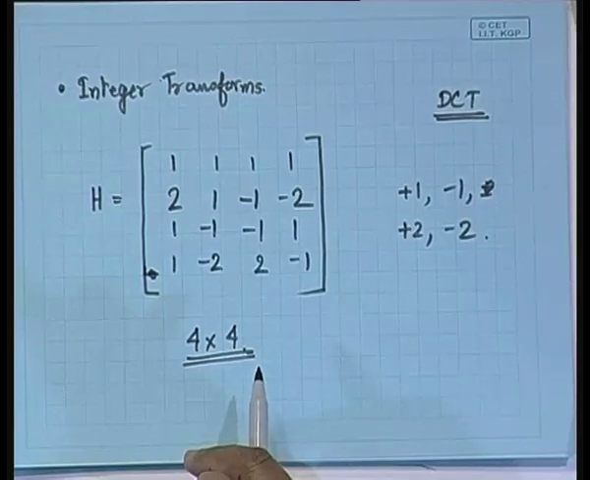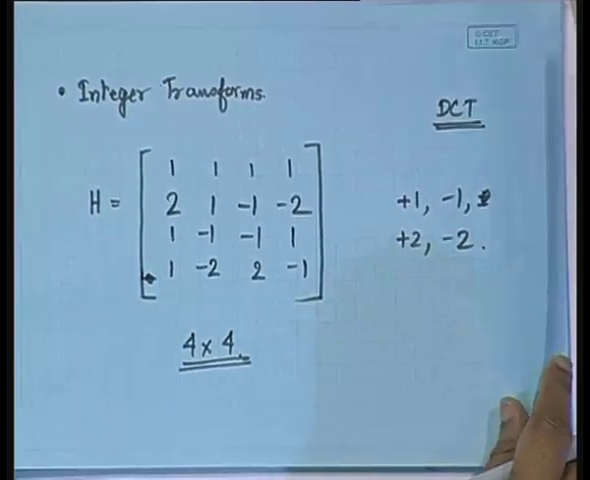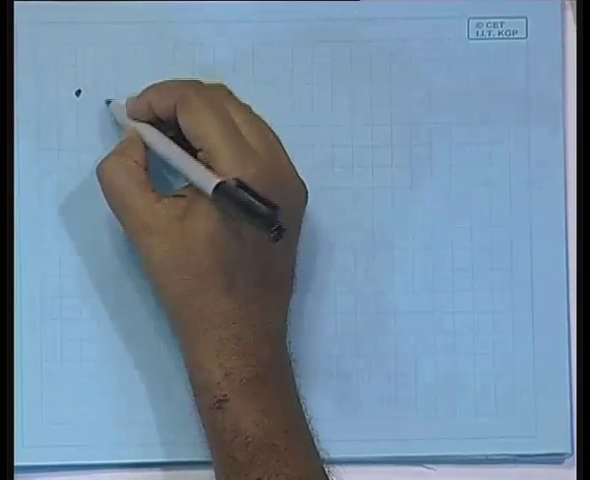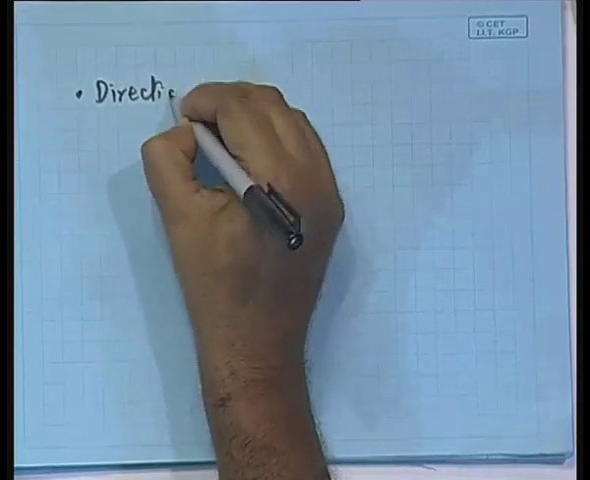Okay. Then another great advantage of H.264 is its directional spatial prediction for intra coding.